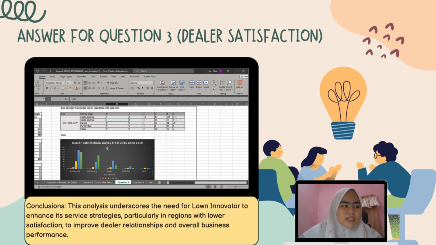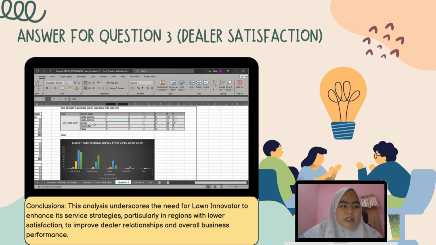The chart shows dealer satisfaction survey data from 2015 until 2019 and highlights varying levels of dealer satisfaction across the regions, with North America showing the highest satisfaction, particularly at scores of 3 with 63 responses, and 4 with 154 responses, indicating a generally positive perception. South America reflects a mix of satisfaction levels, peaking at score 4 with 57 responses, but also showing low ratings, suggesting inconsistency.